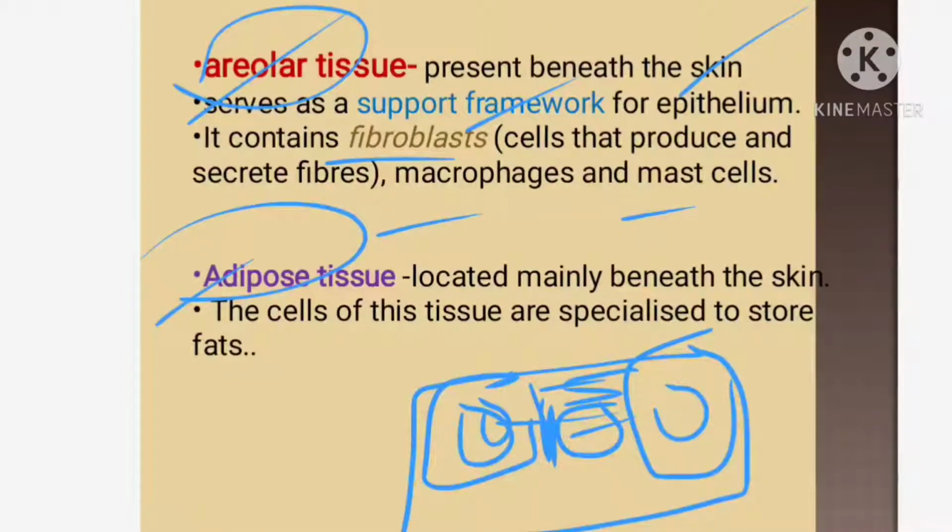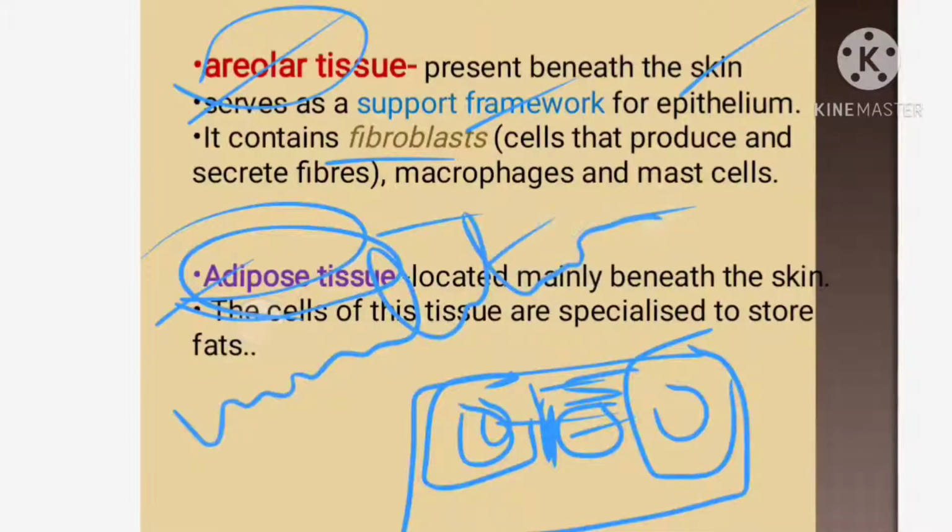So what is the function of this adipose tissue? Again, they also act as packaging material, right, and they help in providing insulation. Insulation means what? You know what insulation is, right. The outside temperature should not affect the inner temperature. That's why they act as insulators. They will not allow the body heat to pass out fast, and they will not allow the heat from outside to get into my body fast. So they act as insulators present beneath the skin.